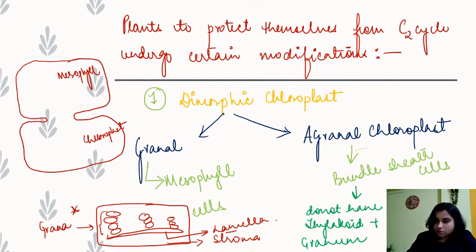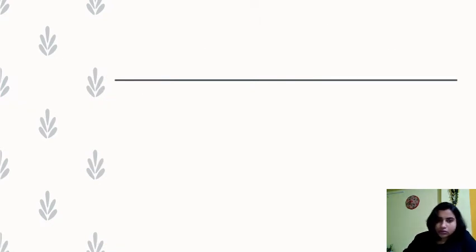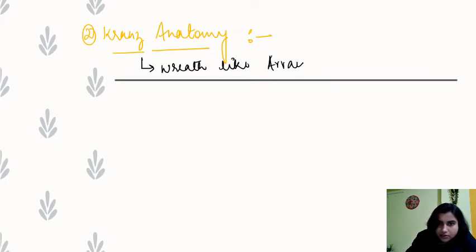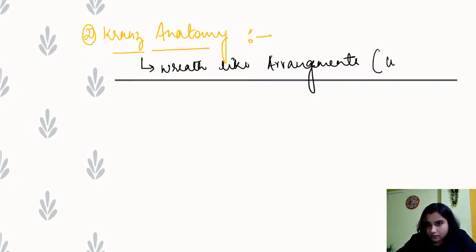Okay, so the second modification they undergo is Kranz anatomy. Kranz anatomy means a wreath-like arrangement. Wreath-like means they will arrange themselves in a circular path. They will be looking like this.